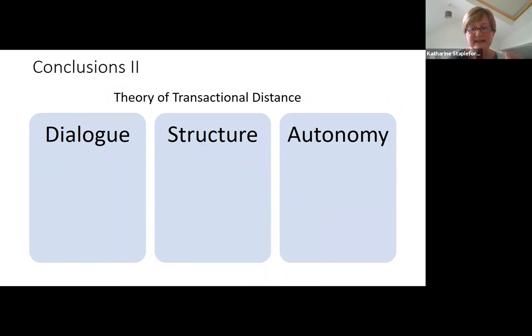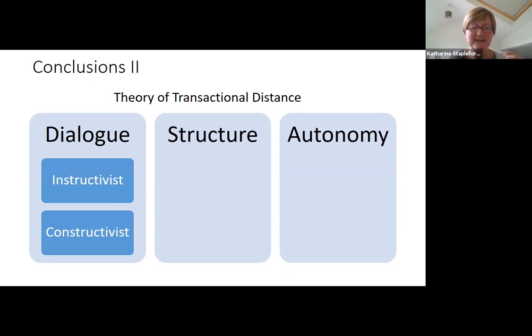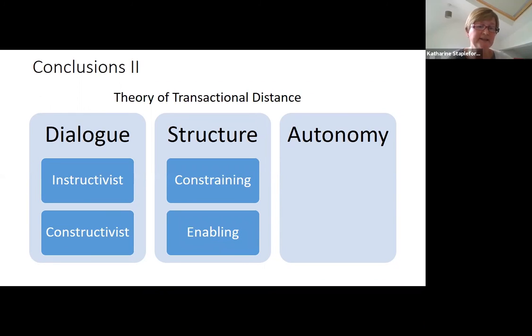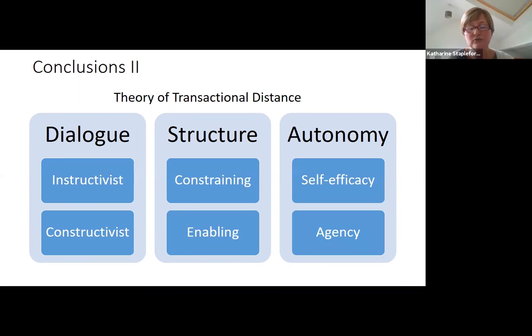And with regard to the second research question, which sought to challenge transactional distance, the data from my study indicates that those three elements of transactional distance and how they interrelate are a lot more complex than originally suggested. So I identified that dialogue can consist of instructivist as well as constructivist dialogue. Structure can be constraining as well as enabling, and autonomy can refer to that which is required to be self-efficient or that which is allowed to be able to exercise agency.